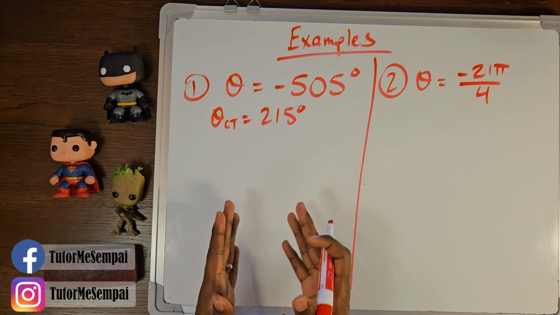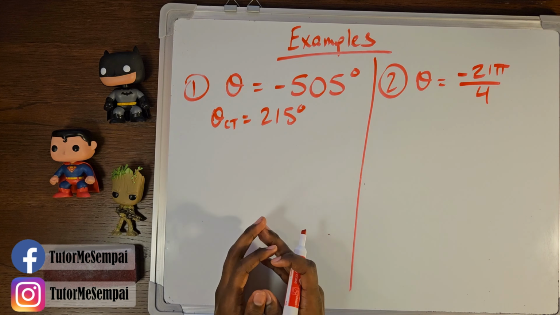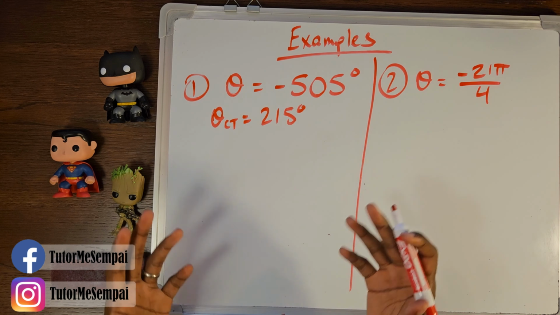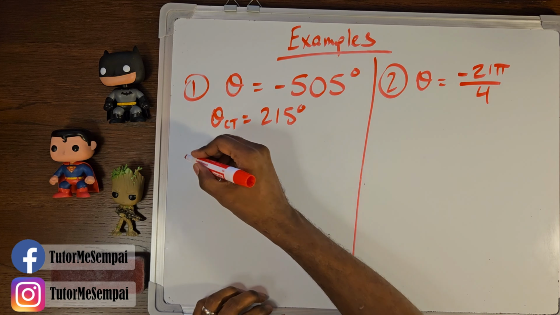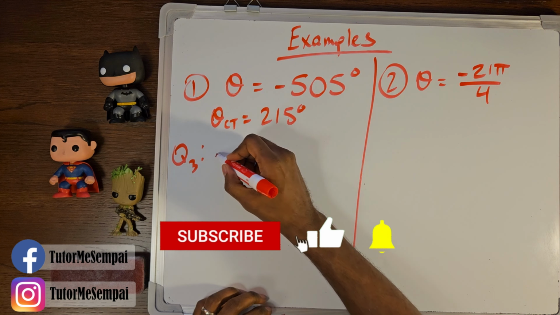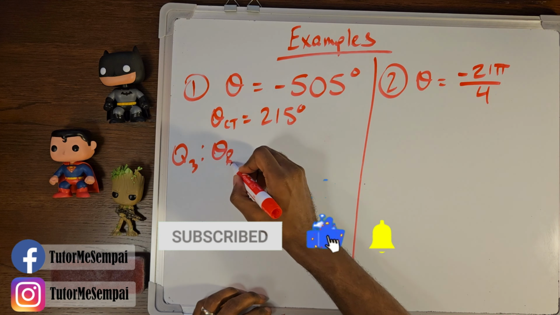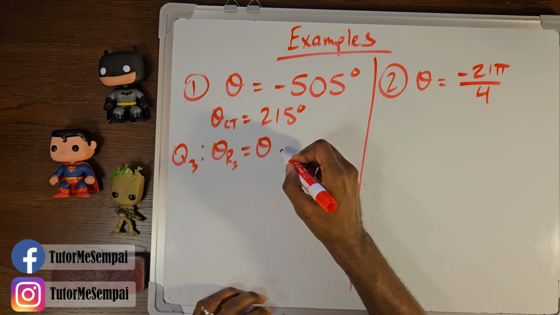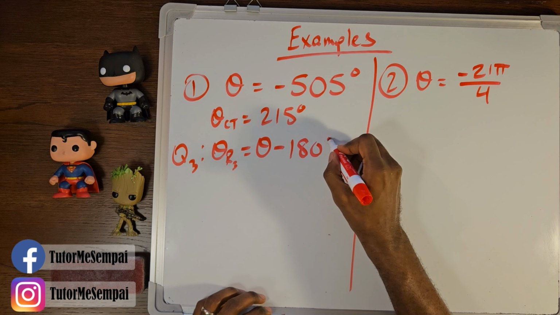Now that we know which coterminal angle we want to use, we have to figure out which quadrant this is going to be in, because we have to figure out which formula we're going to need. Well, 215 degrees is going to be in our third quadrant. Well, the formula for the reference angle in our third quadrant is as follows. So Q3 is going to be our reference angle, equals our angle minus 180 degrees.